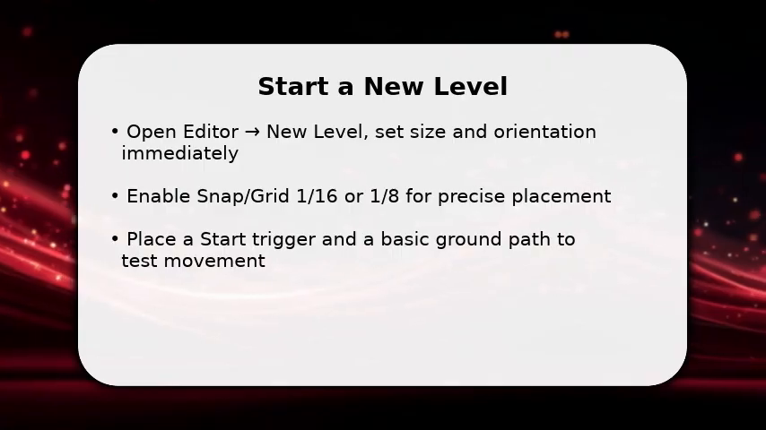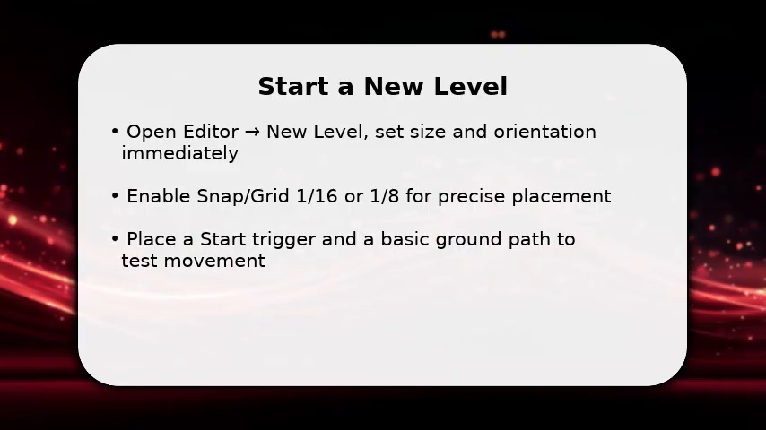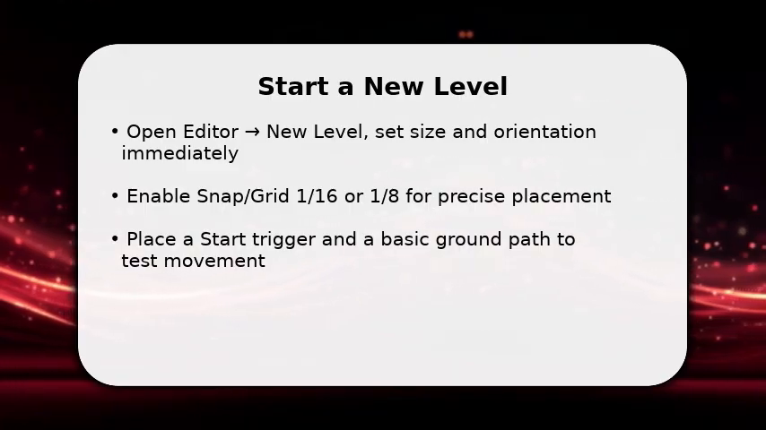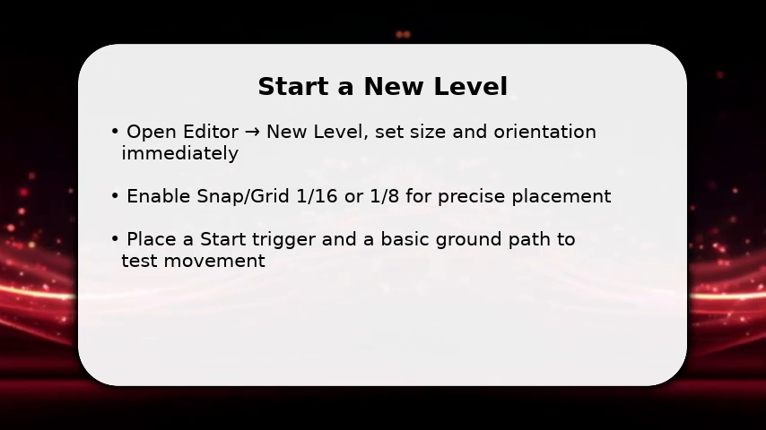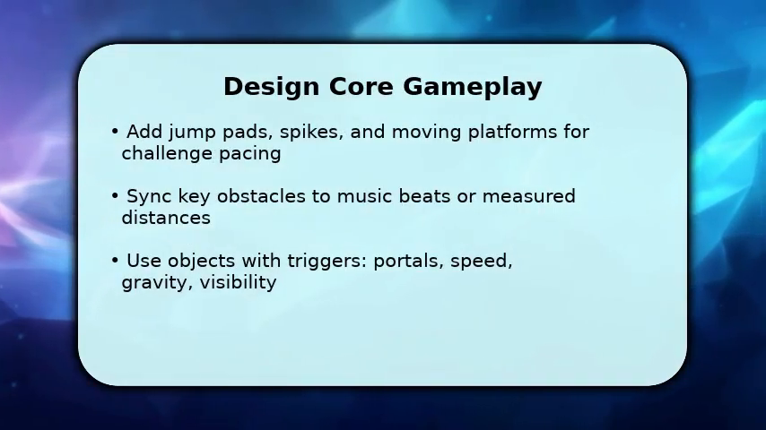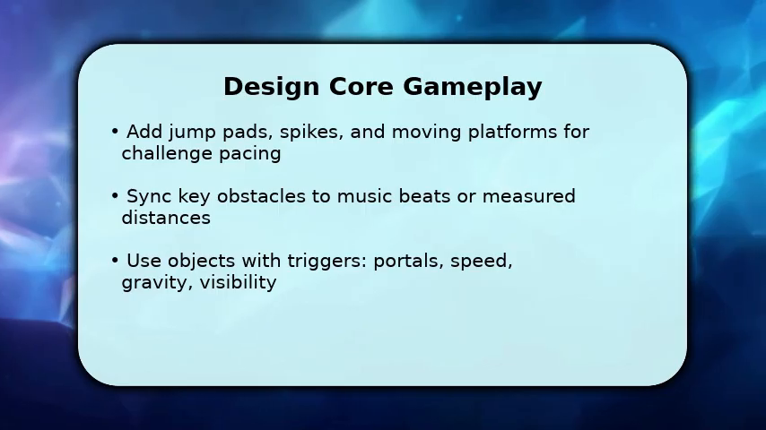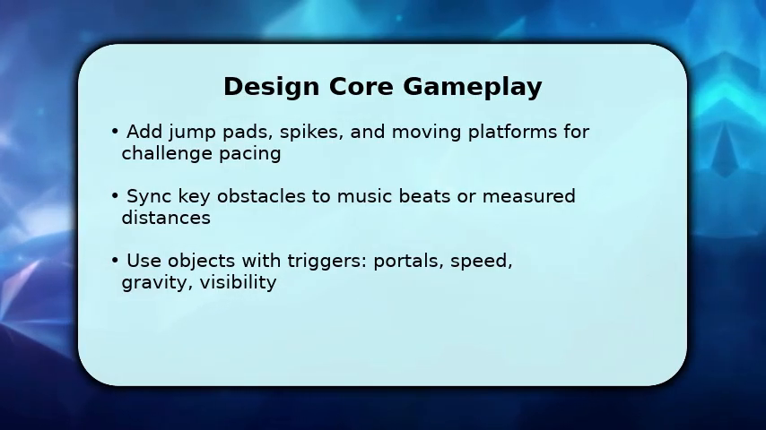Make sure to test a short run now so you detect major spacing or jump issues early, which saves time during detailed design. You build the core by placing the obstacles that define player decisions, add spikes and jump pads for risk and moving platforms to create timing windows. Then synchronize critical interactions to the music or to consistent measured distances, so jumps feel natural.